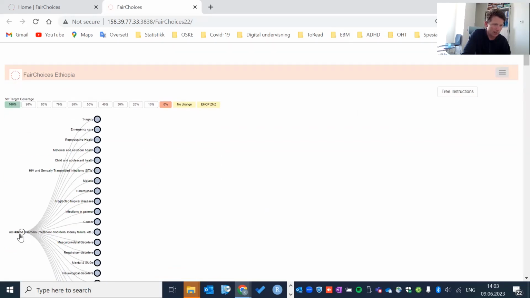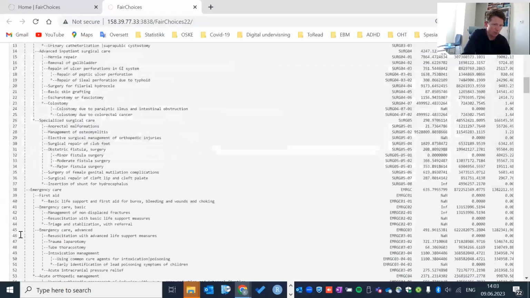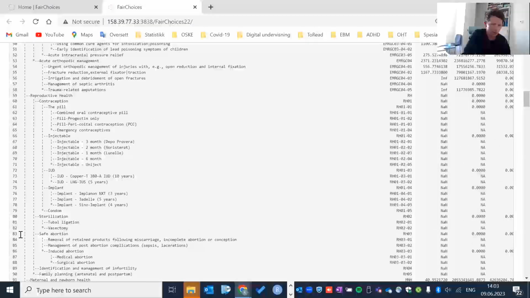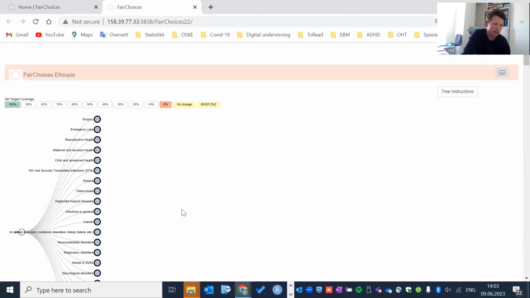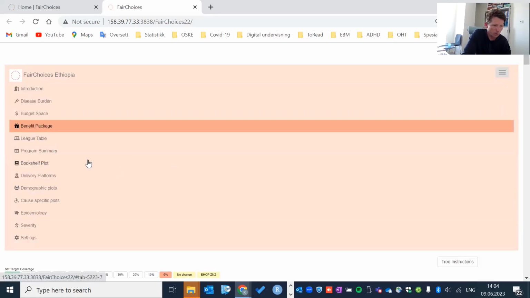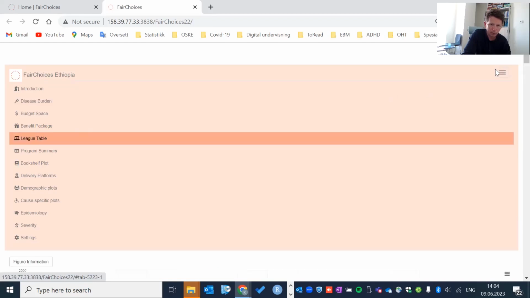And now we stand at the root of the tree because we see all interventions are listed below in the table, and we can click no change. So an alternative approach to setting target coverage is to go to the league table.